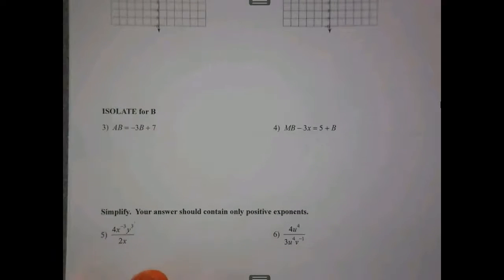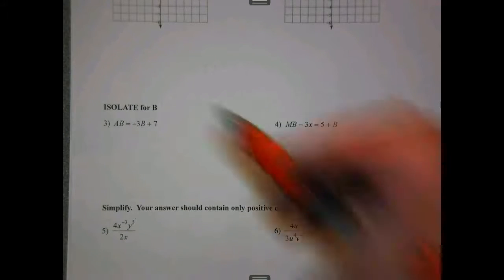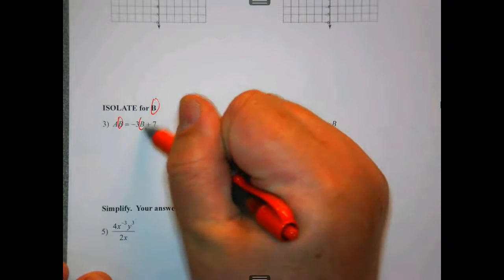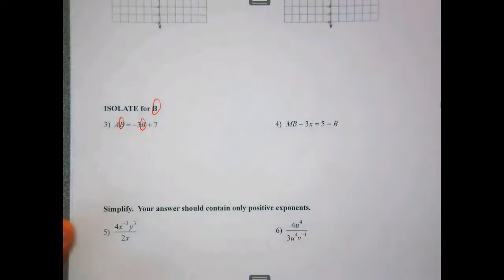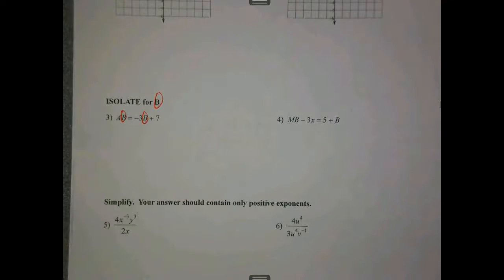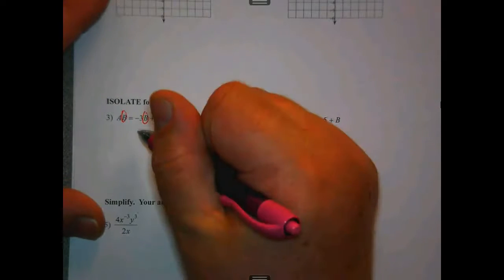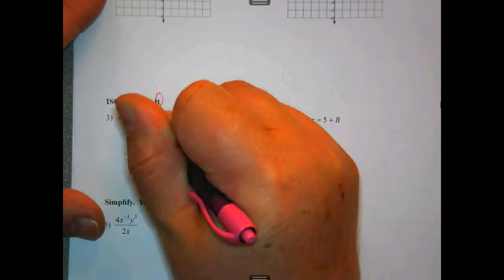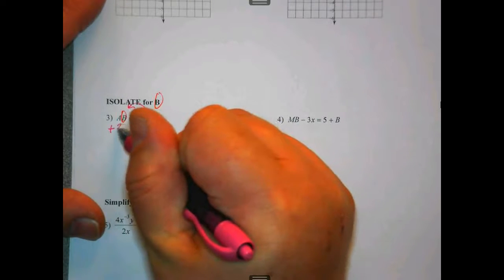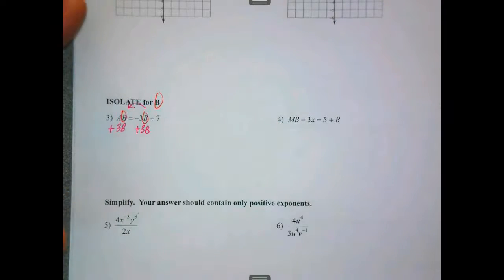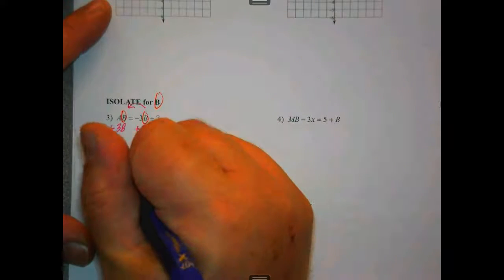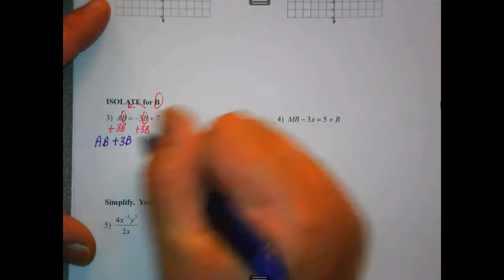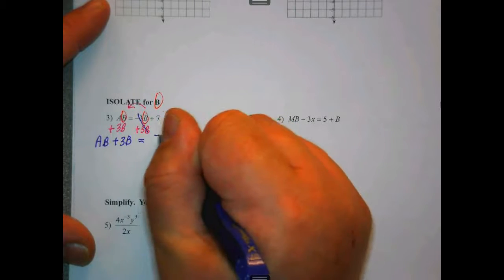Number 3, I have to solve for b. Here I have b on both sides of the equation. So the first thing I'm going to do is get my b's over to one side. I'm going to subtract, oh, I'm sorry, add 3b. I'm going to get this term over here. Add 3b. I have ab plus 3b equals 7.